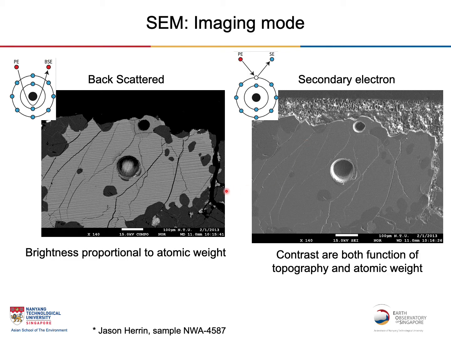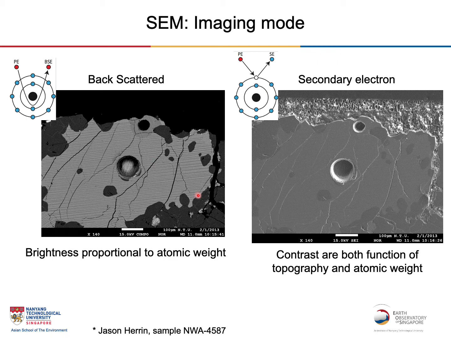On the right we can see that the image has much more contrast. The contrast here is proportional to the atomic weight of the elements that constitute this mineral. I guess this is a pyroxene mineral, a silicate that contains iron, magnesium, and calcium. So the lighter element will appear darker, and the heavier element will appear brighter.